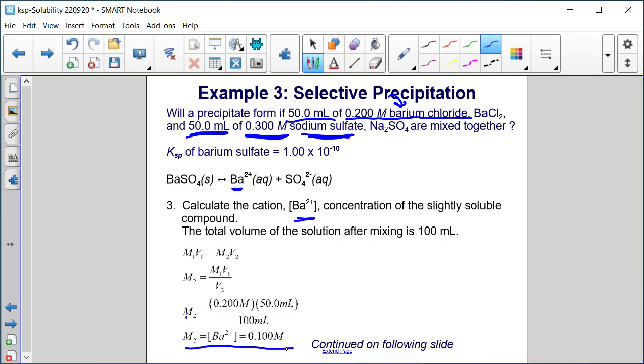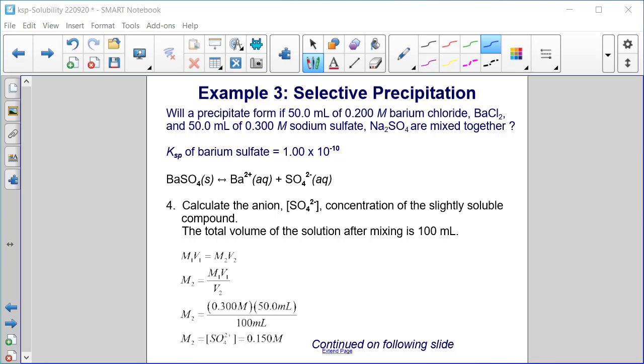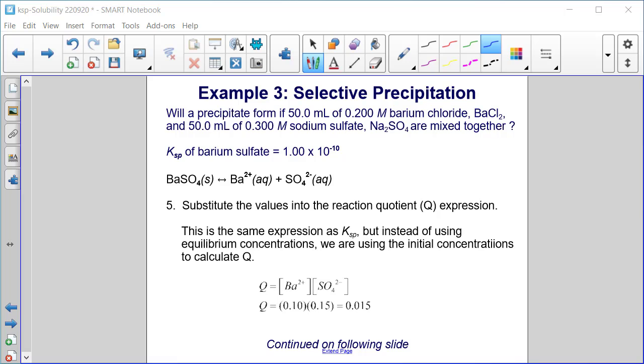That makes sense. So we're going to do the same thing for the sulfate. Initially we have 0.3 molar sulfate in 50 milliliters, and when we combine it, it's eventually in 100 milliliters. So the concentration of the sulfate is 0.150 molar. Now that we have the concentrations of the barium and sulfate ions, we can substitute those values into the reaction quotient, or Q, expression. This is the same expression as Ksp, but instead of using equilibrium concentrations, we're using the initial concentrations after the mixing. The barium concentration is 0.10 and the sulfate concentration is 0.15, so we get Q equal to 0.015.